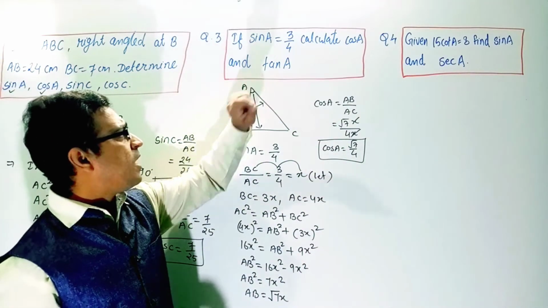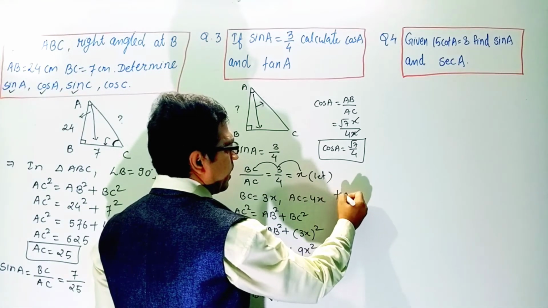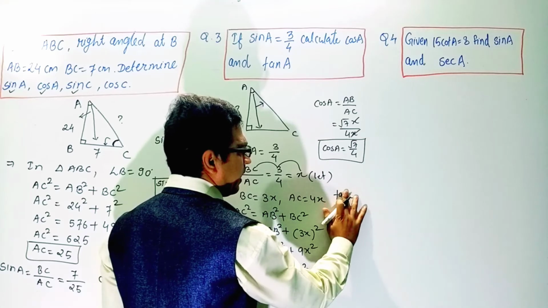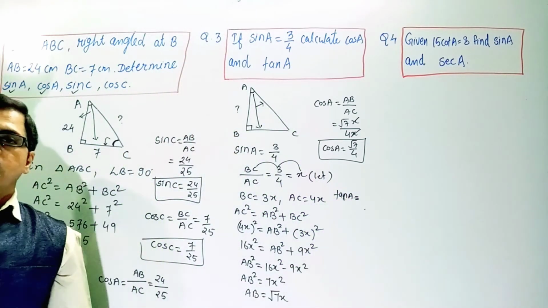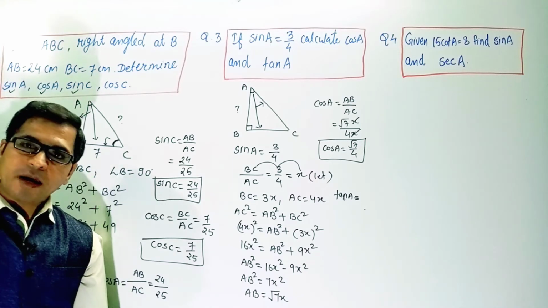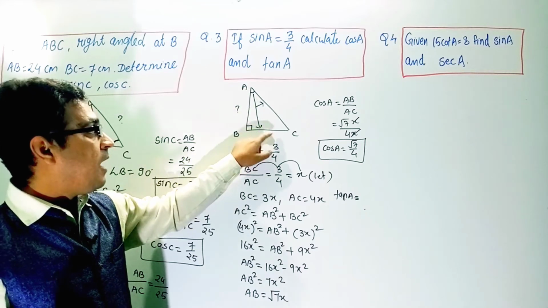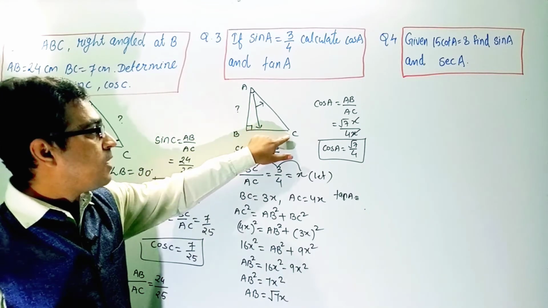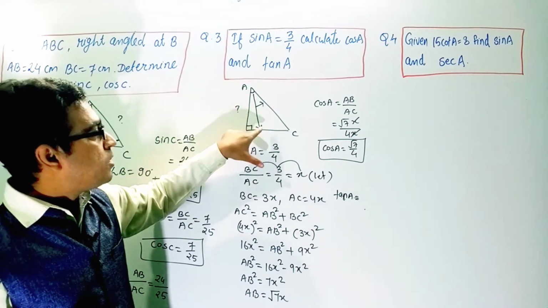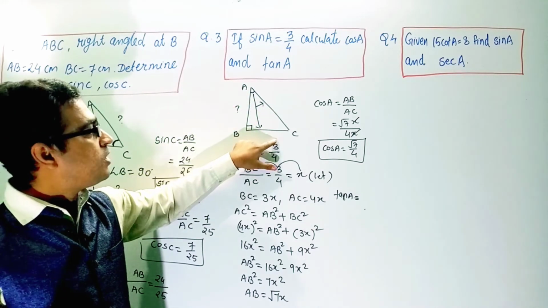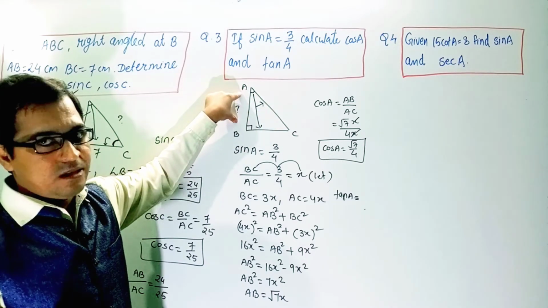Now we want to find out the value of tan A. So tan A, what is tan A? Tan A is equal to opposite side by base, right? Opposite side of angle A and base to that side means AB. In short, you can say that opposite side by adjacent side, altitude by base, right?